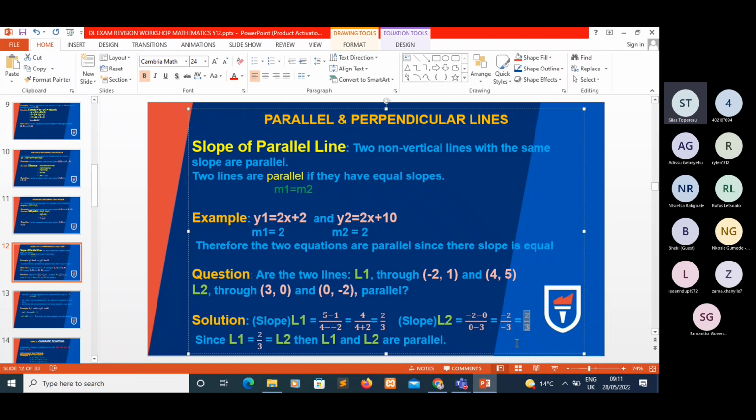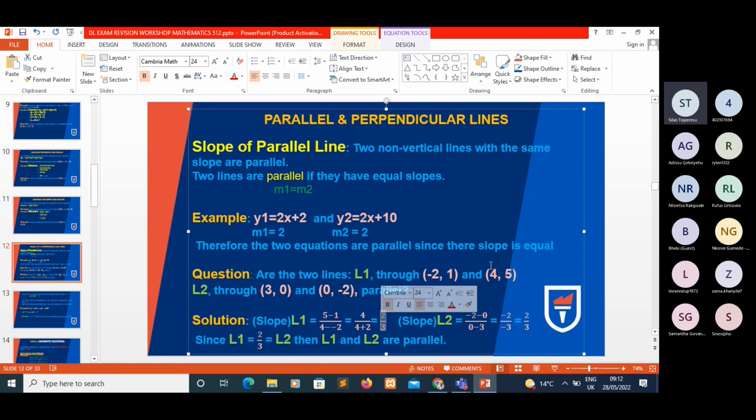So if I check my final value, my final slope for L2 is the same as the slope for L1. So if I ask you, are the two equations parallel? It becomes simple now to judge and say, yes, they are parallel. Why? Because their slopes are the same. Both of them have the slope of 2/3, which means I can conclude that these two lines that are passing through different points are parallel to each other because they have the same slope.